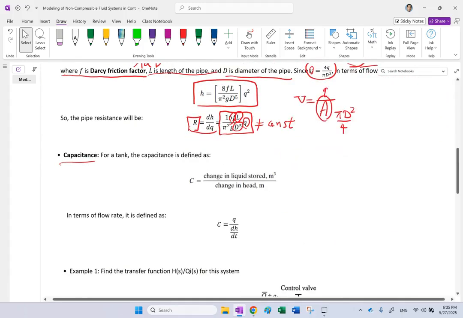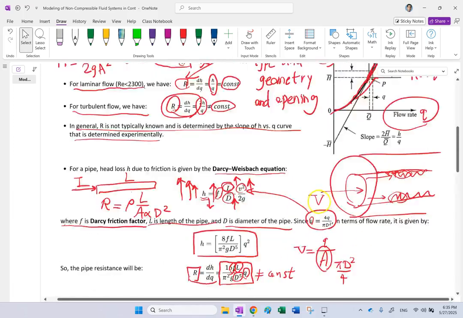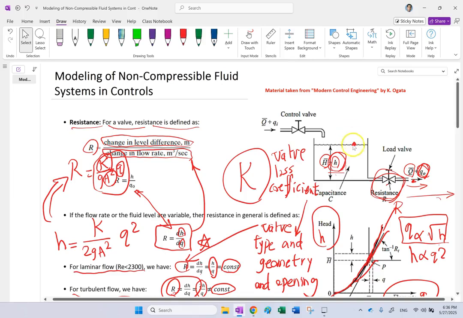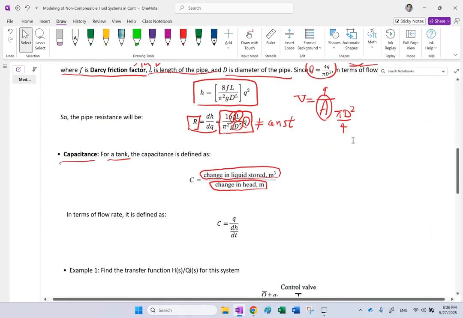Now, what about capacitance? Capacitance, which is for storage, we define, of course, for a tank where the fluid is stored. Capacitance is defined as the change in the volume of the liquid stored, divided by the change in the level of the liquid. So this H, the head or the level of the liquid, and the change in the overall volume stored in the tank are the denominator and numerator for C.